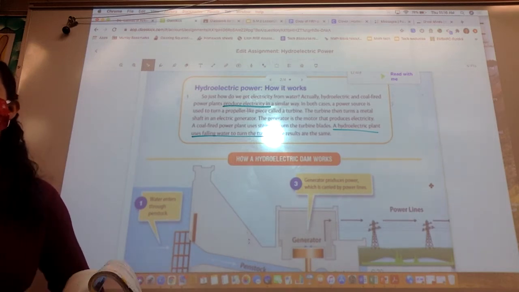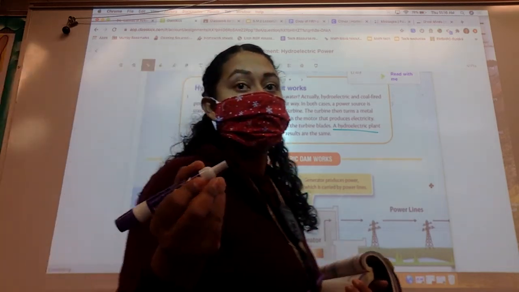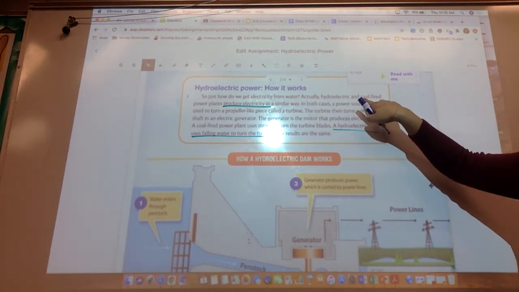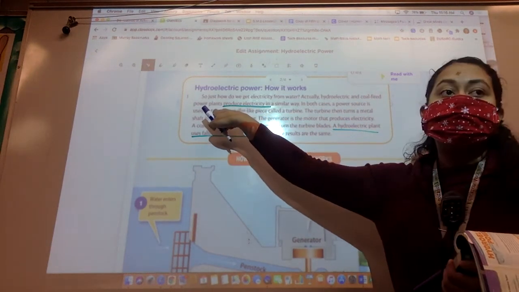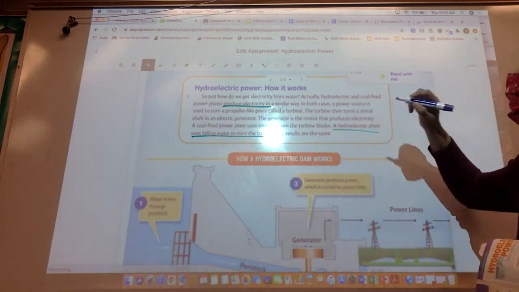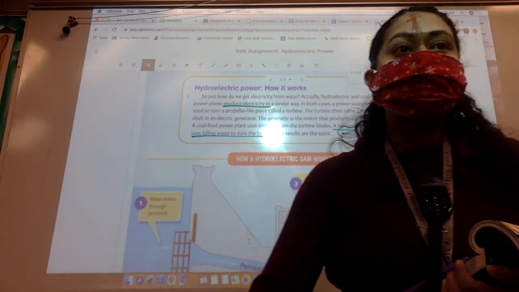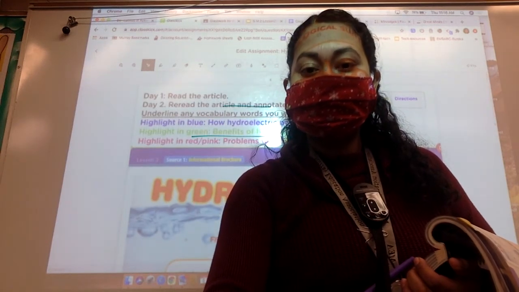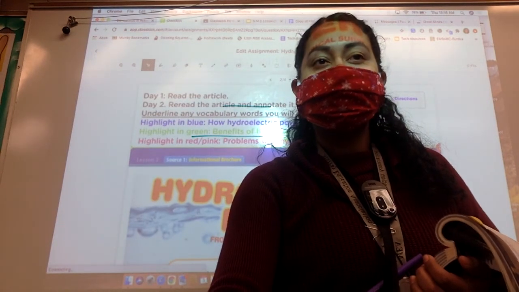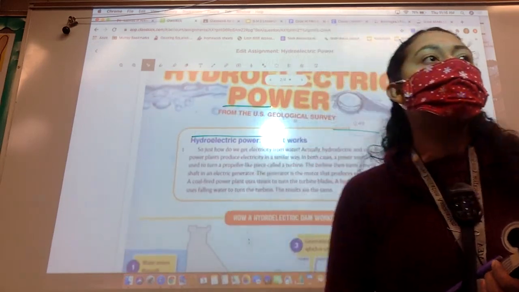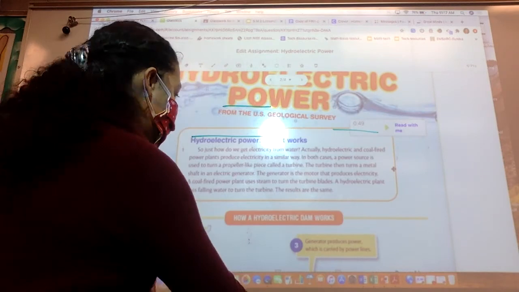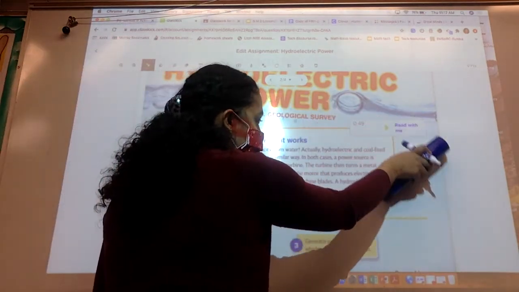Thomas, we don't say shut up, because that's disrespectful. So you're saying right here where it says coal-fired power plants. Okay, so that coal-fired power plants are a problem, but it's not a problem for hydroelectric power. Okay? Okay, so we're ready to move on? I guess. Okay, let's go on to the next page.